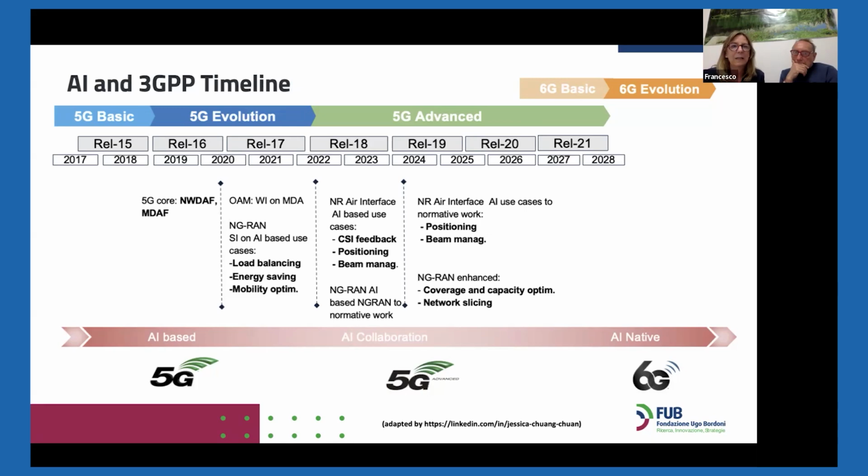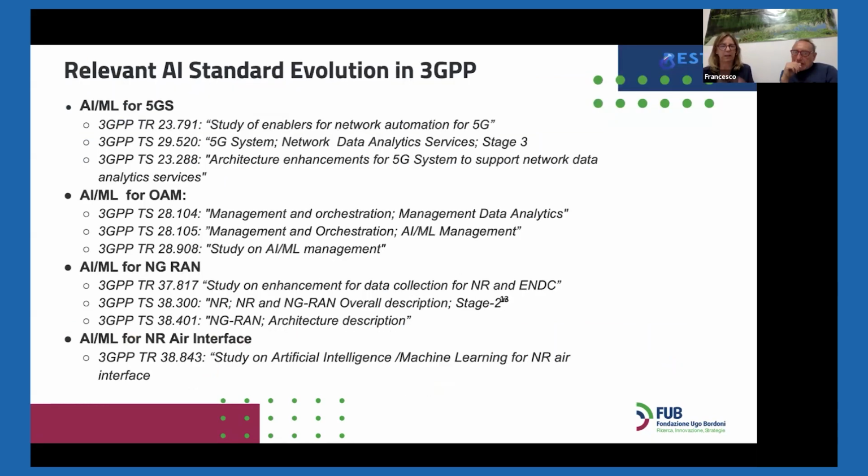Then in the next slide, we'll see something that can be useful because there are so many documents of 3GPP related to AI adoption. So the idea of this slide is to separate the main documents, of course not an exhaustive list, related to the part of the OAM, to the part of the RAN, to the part of the air interface. So you have a reference where you can find all the details for the different parts that we have discussed.